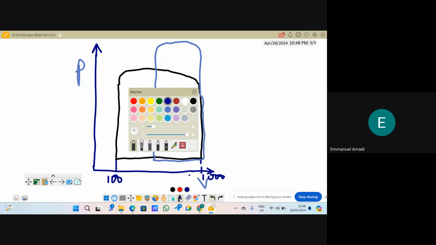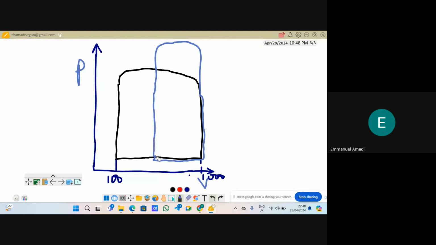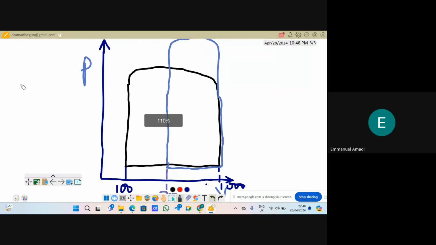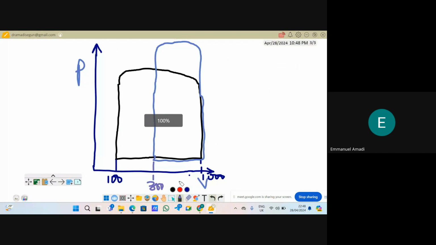But look at the end systolic volume for the purple line. This is where it is. This is about, let's say, 300. Now, let us do the mathematics practically. This is the normal black line.